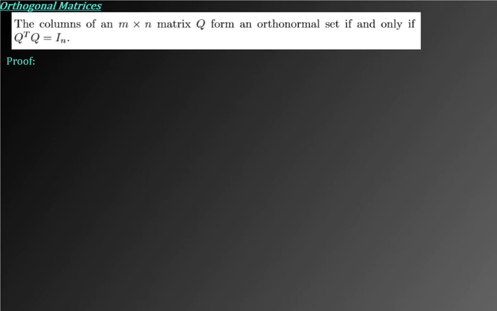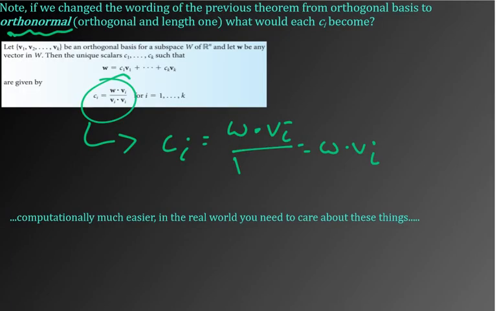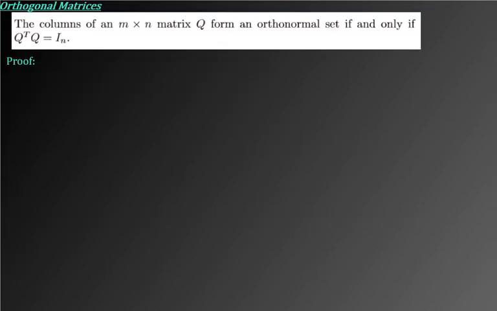All right, so I want to do a little proof here. This is a very important theorem, and it says that the columns of an m by n matrix Q form an orthonormal set, so one of those perpendicular and length 1 sets, if and only if Q transpose times Q is the n by n identity. Notice too that computationally you can definitely do this. If Q is m by n, this is n by m, and so then you have an n by n identity.